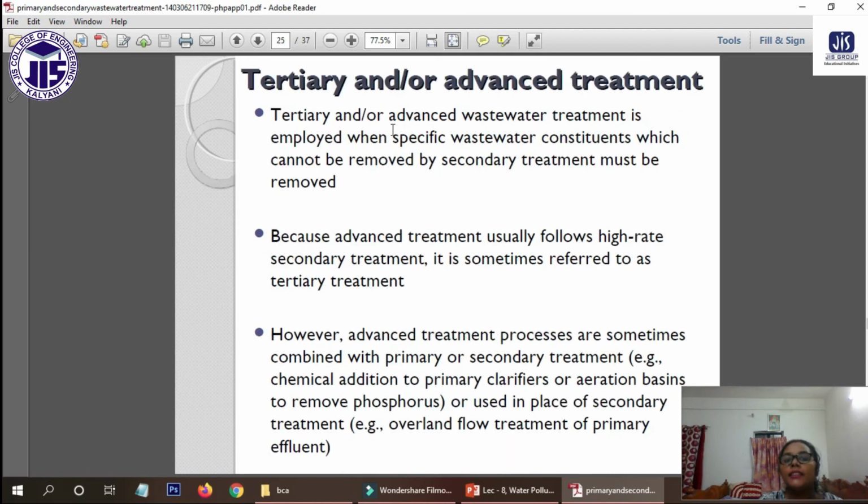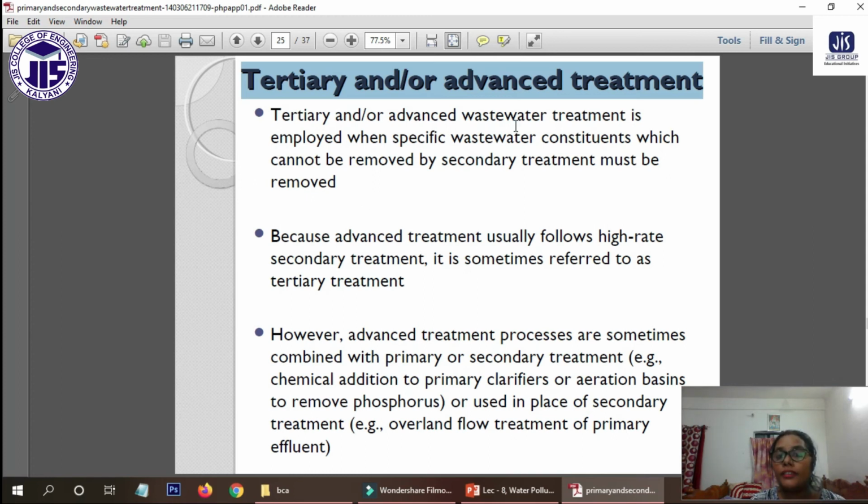Okay, next the last step is the tertiary or advanced treatment. Generally, in this treatment we are removing the remaining particles, remaining large particles, the remaining cations, anions, whatever it is, and the heavy metals. So all this will be removed in this step.